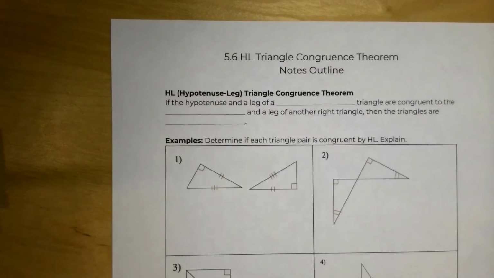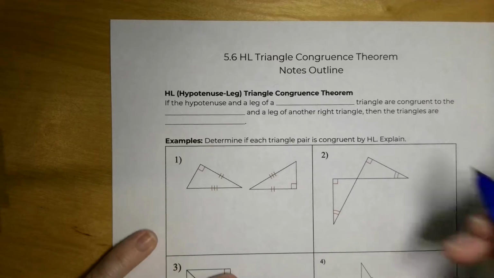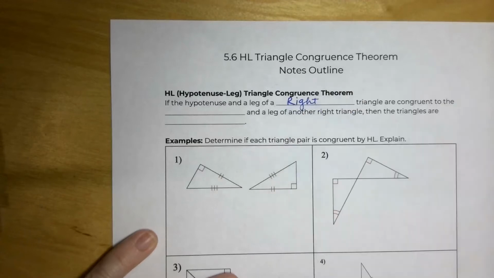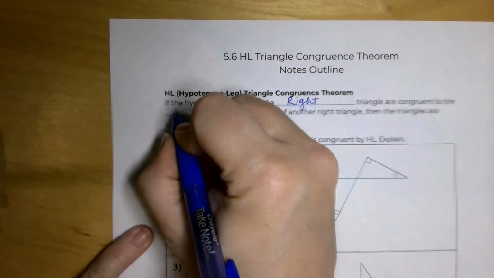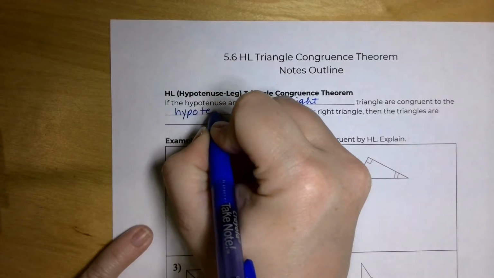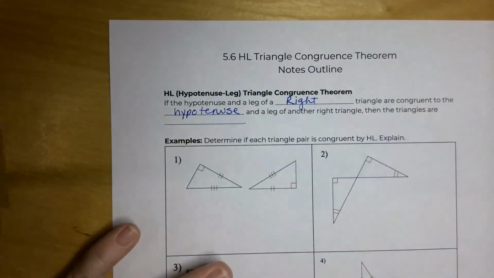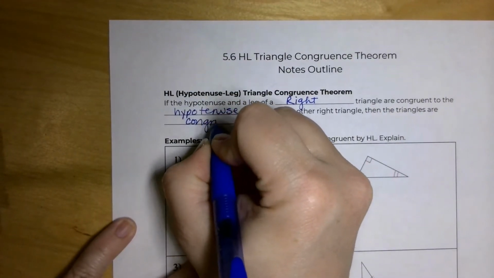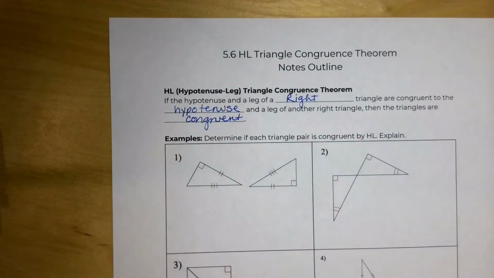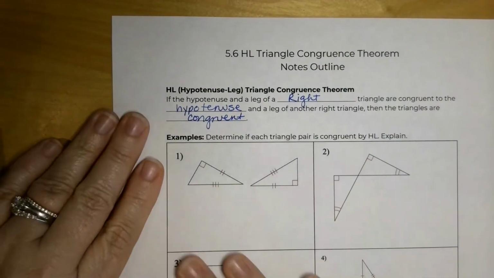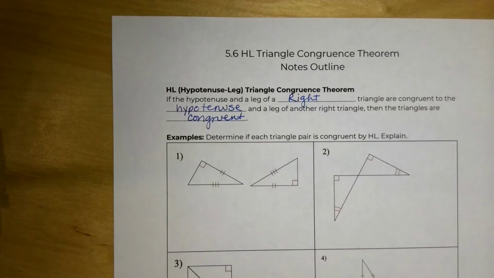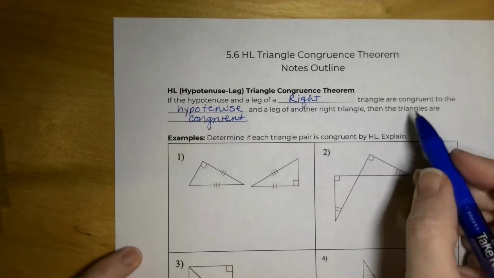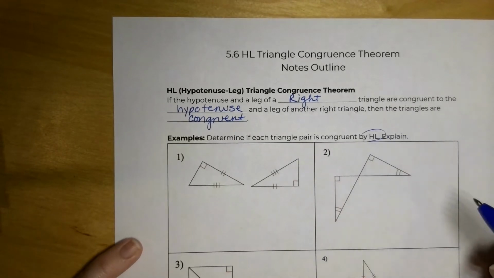So, the hypotenuse leg congruence theorem says if the hypotenuse and a leg of a right triangle are congruent to the hypotenuse and a leg of another right triangle, then the triangles are congruent. You'll notice that all of our examples here are right triangles because, again, hypotenuses only exist in right triangles. We need to determine if the pair is congruent by hypotenuse leg.